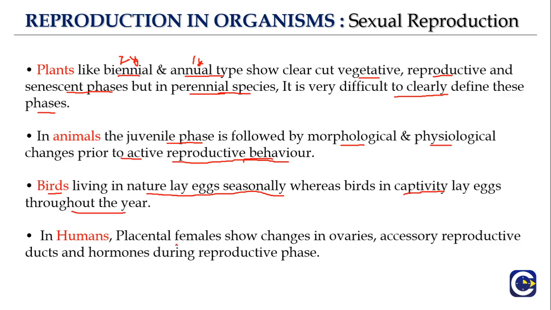In humans, placental females show changes in ovaries, accessory reproductive ducts and hormones during the reproductive phase. There are a lot of changes that take place in humans, and in subsequent chapters of this reproduction unit you will learn a lot about flowering in plants, and you will also learn a lot about human reproduction. But for now it is important for you to know about placental females. Why placental females? Because in females there is development of the placenta when we become pregnant, and it shows changes in ovaries, accessory reproductive ducts and hormones during the reproductive phase.